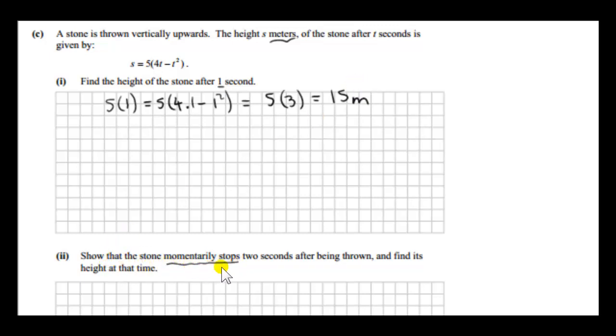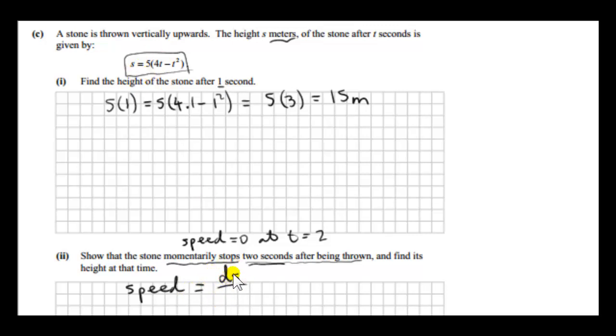Show that the stone momentarily stops 2 seconds after being thrown, and we want to find its height at that time. So if it momentarily stops, its speed is 0, but its speed is 0 at 2 seconds, at t equals 2. So that's what we want to show. So how do we get the speed? Well, speed is the derivative of this thing here. Now s is a function of t, so the derivative will be written ds dt.